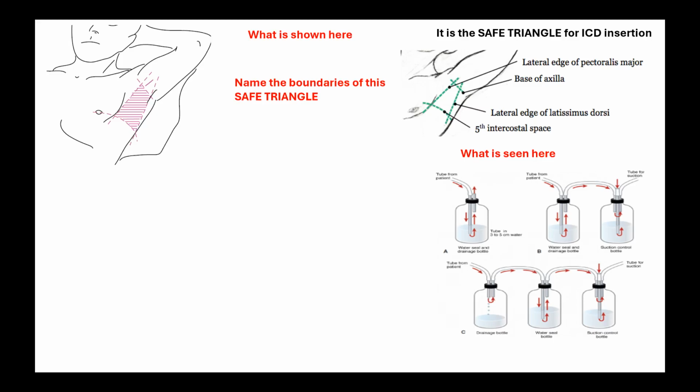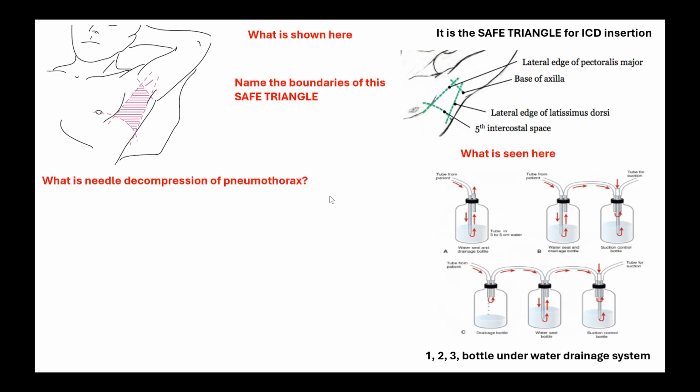Important system of intercostal drainage. This is the 1, 2, 3 bottle underwater drainage system. This is the 1 bottle drain, this is the 2 bottle drain, this is the 3 bottle drain. I showed all this in the earlier class and told the purpose of these different types.